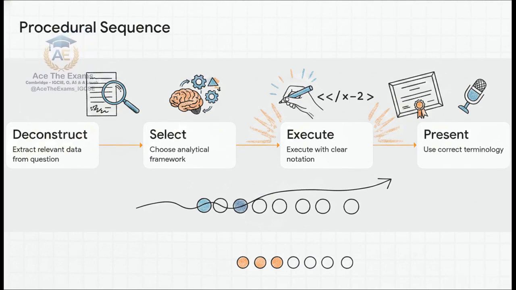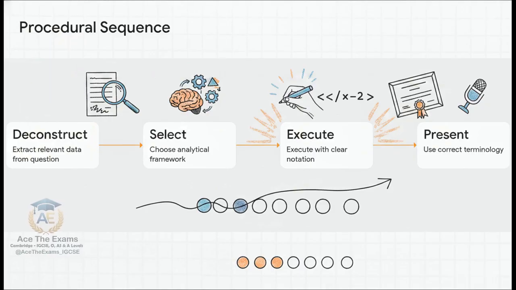Step 1, deconstruct the question and extract the relevant data. This is your command word decoding. Step 2, select your analytical framework, meaning get your Peel structure ready. Step 3, execute your logic with clear, precise notation. And Step 4, present your final answer using the correct terminology.